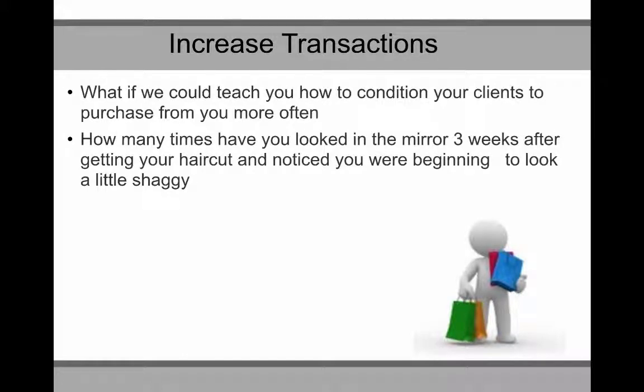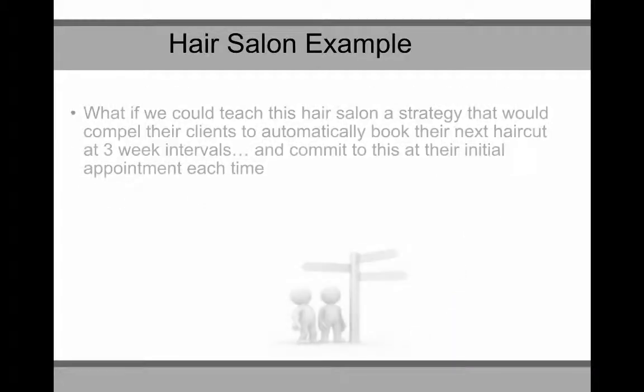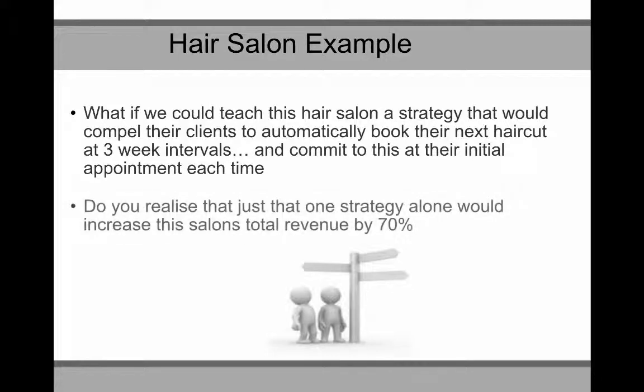As an example, how many times have you looked into the mirror 3 weeks after getting your hair cut and noticed you were beginning to look a little shaggy? You call the hair salon to book an appointment and they schedule you to come in 2 weeks later. What if we could teach this hair salon a strategy that would compel their clients to automatically book their next haircut at 3 weeks intervals and commit to this at their initial appointment each time? Do you realise that just that one strategy alone would increase this salon's total revenue by 70%?